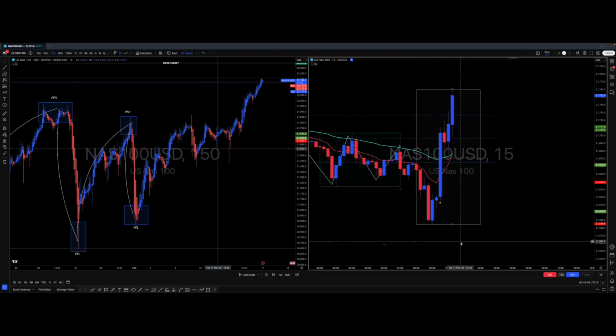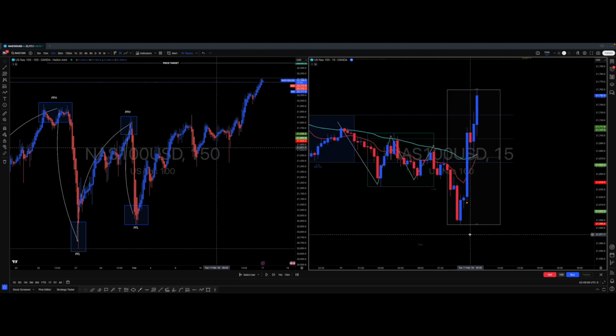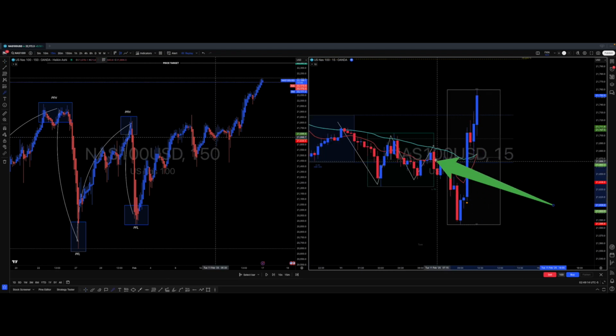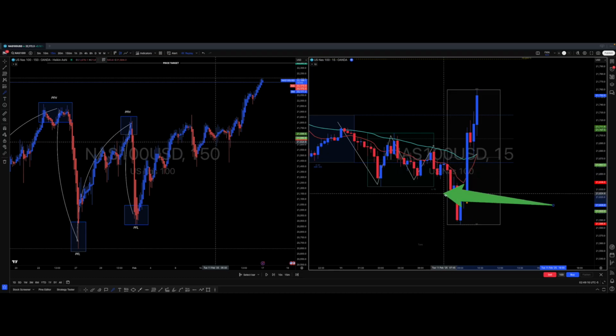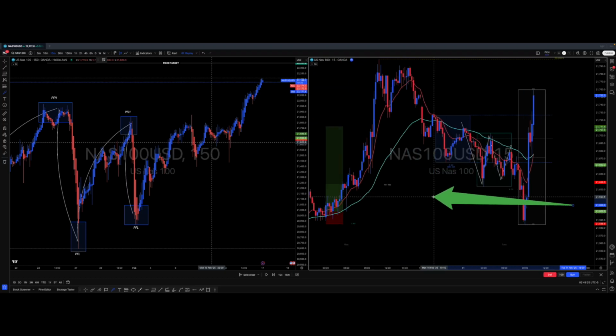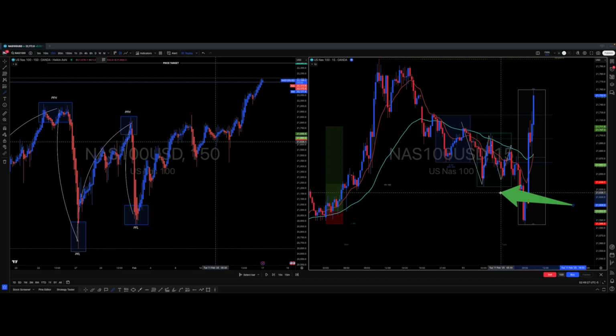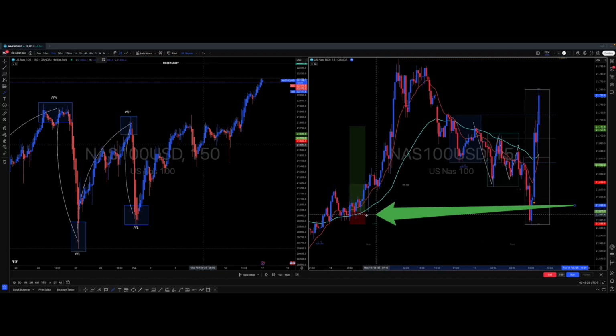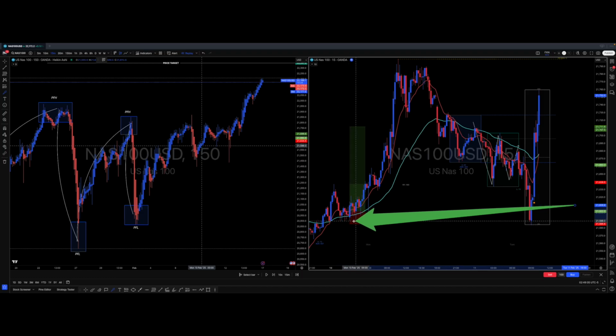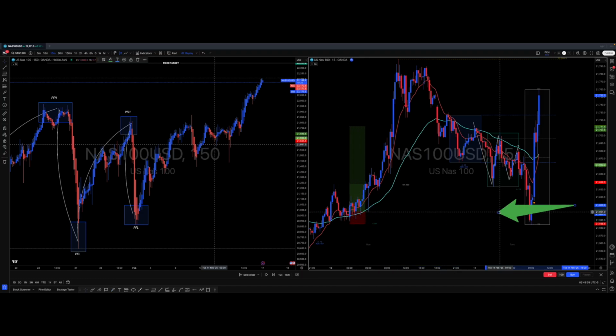Now we go into the US session, and what do we get? All we did is basically come down and grab all of the orders that were sitting below these two lows from the London session. That's all we did. And if we go even further, we're basically going towards these London session lows from Monday.